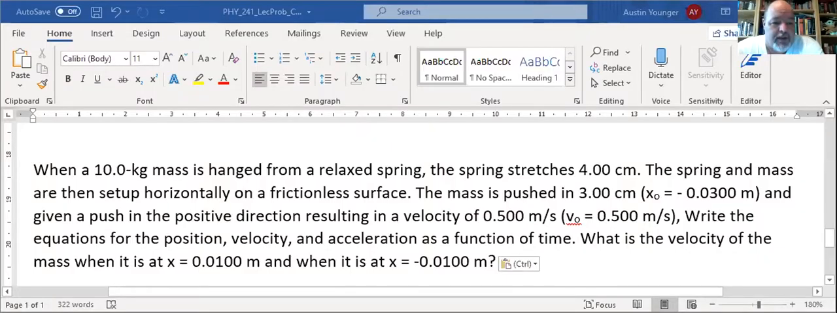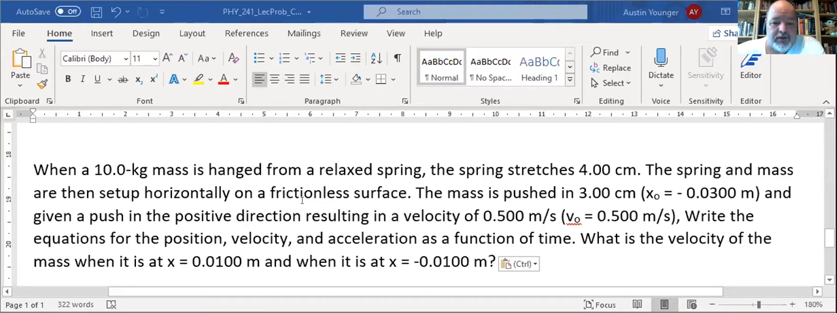So it says when a 10.0 kilogram mass is hanging from a relaxed spring, the spring stretches 4.00 centimeters. The spring and mass are then set up horizontally on a frictionless surface. The mass is pushed in 3.00 centimeters to x equals negative 0.0300 meters and given a push in the positive direction, resulting in a velocity of 0.500 meters per second. So that means v0 equals positive 0.500 meters per second. Write the equations for position, velocity, and acceleration as a function of time.